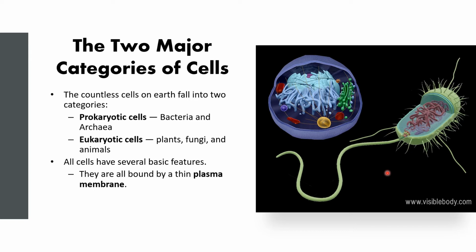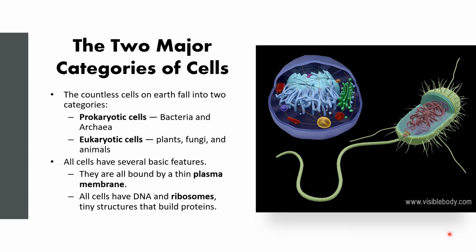All cells are going to have what we call a plasma membrane, and this is the membrane that protects the inside of the cell from the outside of the cell. So it is a protective barrier that regulates what can go in and out of the cell. And both prokaryotes and eukaryotes have this.